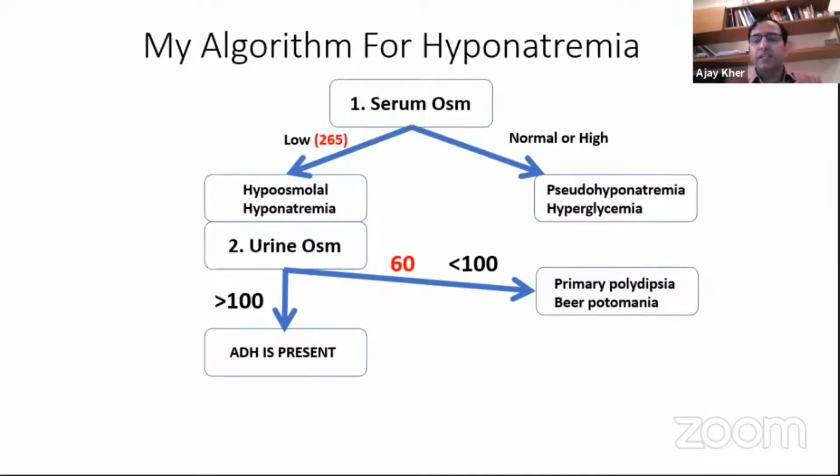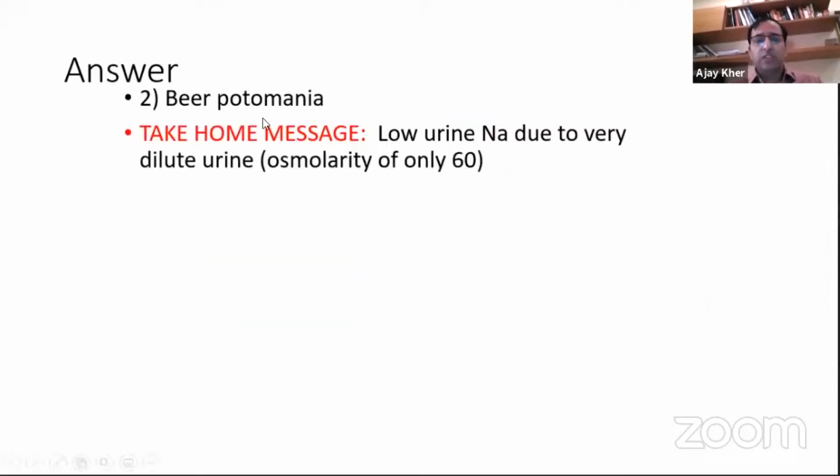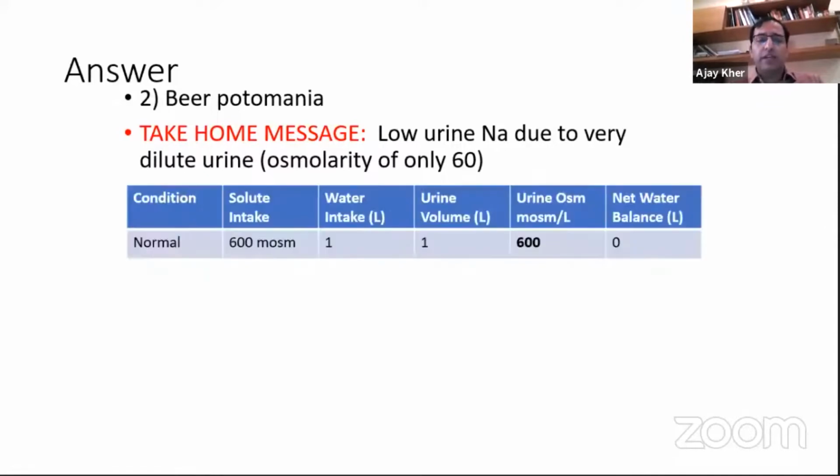And so that is primary polydipsia or beer potomania. That is what this patient has, and so this is beer potomania. The take home message is that the low urine sodium that we saw was due to the low osmolarity of the urine. Now let's look at what the body does and how it adapts.